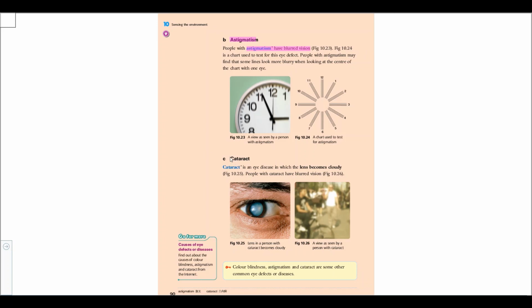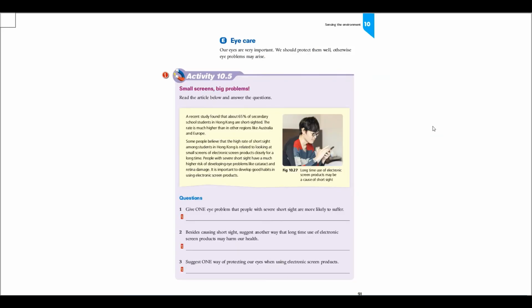Okay, and the final disease to mention is called cataract. Cataract usually is when the lens becomes cloudy. So it is more likely to happen in the elderly, but not teenagers. All right. So color blindness, astigmatism, and cataract, these three diseases. You just need to know the names. All right, as extra knowledge for you. Okay. So the last part of 10.2 will be about eye care.